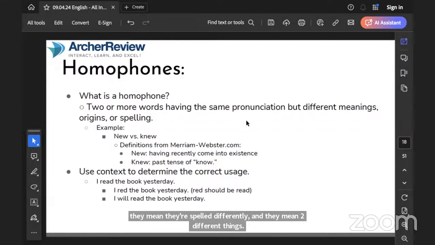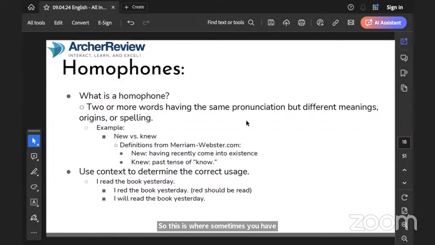So this is where sometimes you have to use the context to determine the correct usage. You might have to read a sentence to be able to understand if it is being used in the correct context. So for example, if I said, I read the book yesterday, that would be the correct spelling throughout the entire sentence. However, if I had put I r-e-d the book yesterday, that would be incorrect. It's pronounced the same, but it's spelled differently. And R-E-D is what?